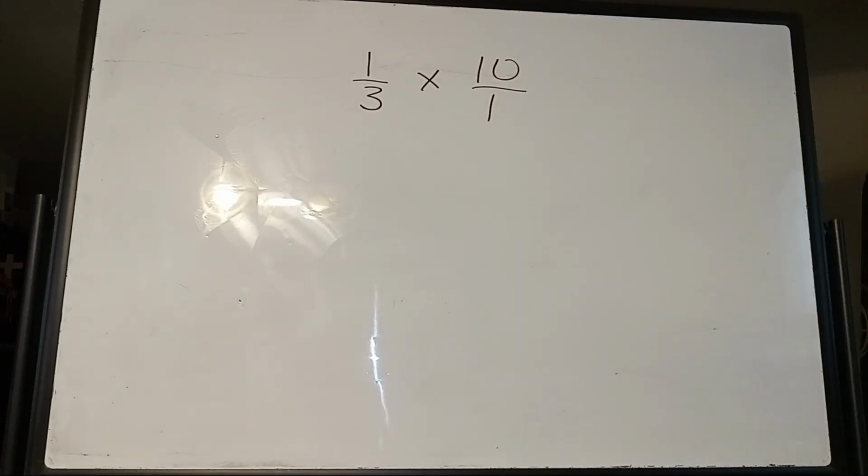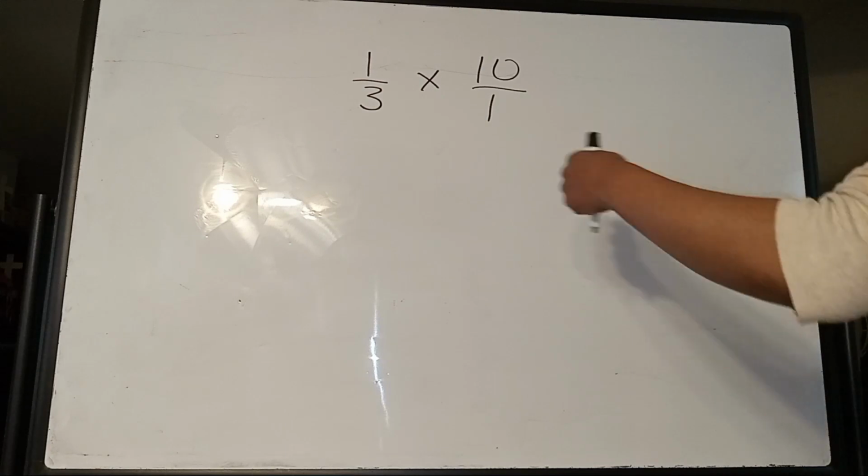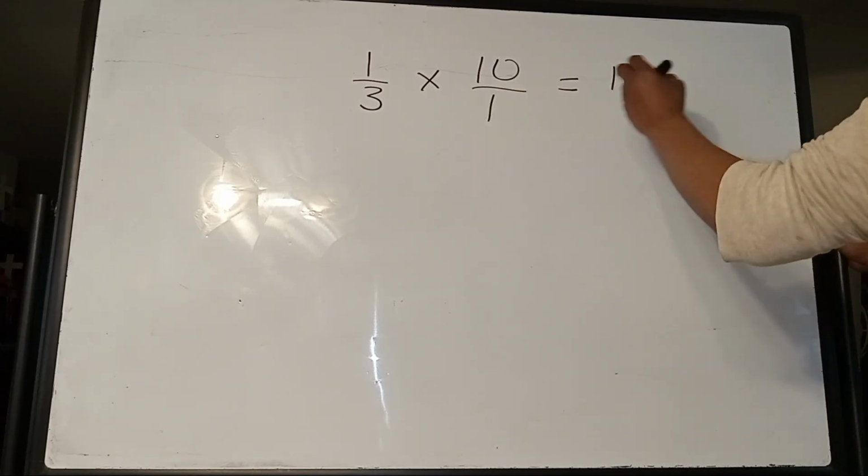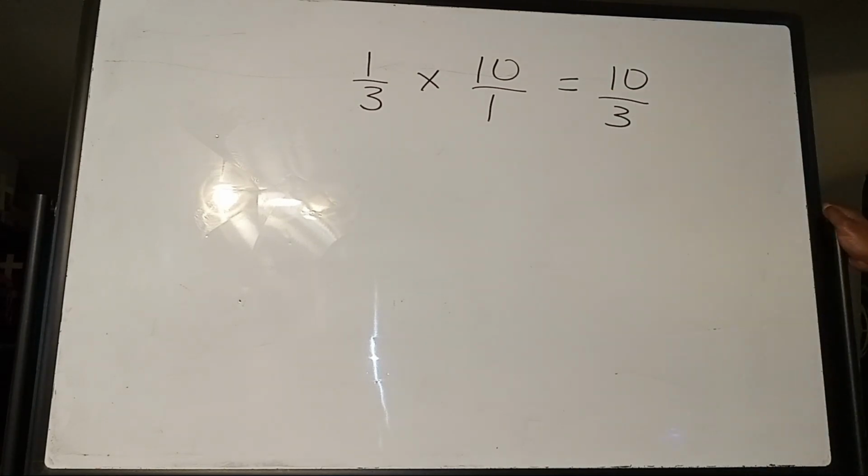When we do the crisscross in this one, we don't have anything in common. And that's fine. We don't always have. But if we do, we want to take care of it at the first step. So we're just going to multiply straight across. 1 times 10 equals 10. 3 times 1 equals 3. And what does that leave us?